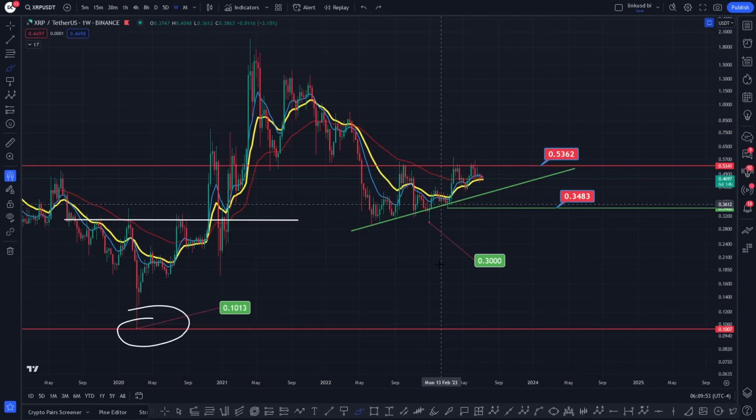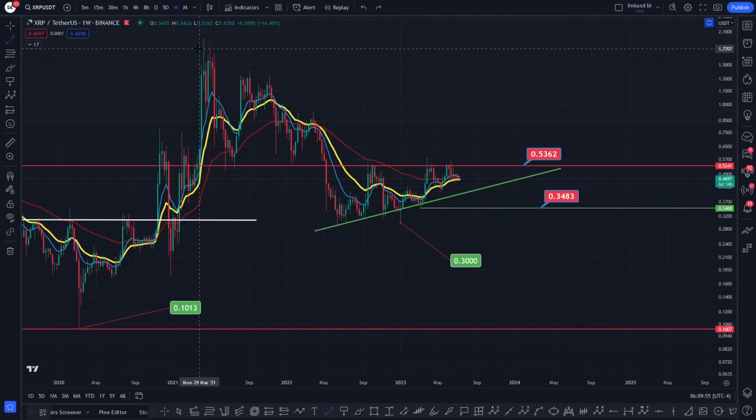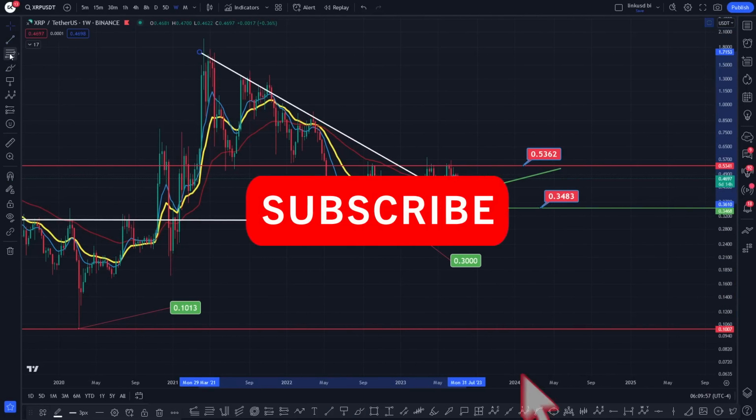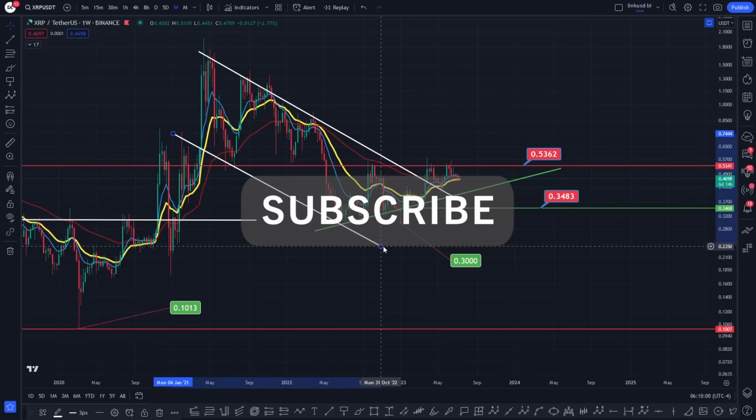So if we want to zoom out even more, we can say, okay, what XRP has done in this correction has basically been in some kind of flag pattern like this, which is synonymous with corrections.